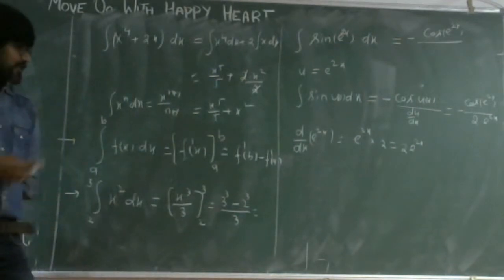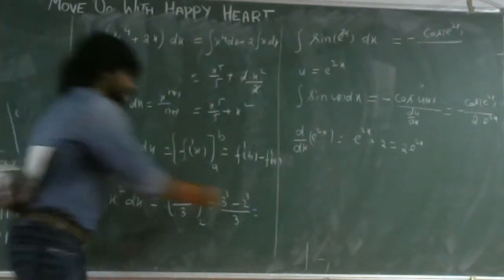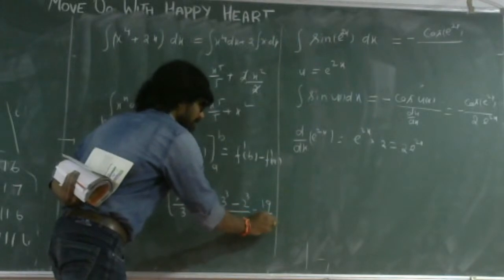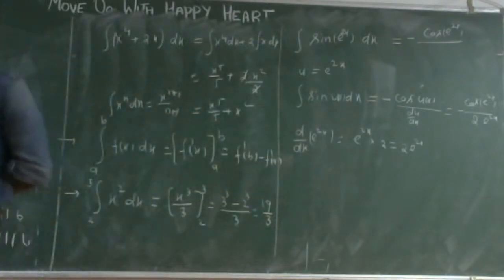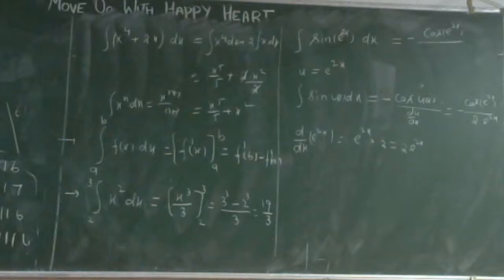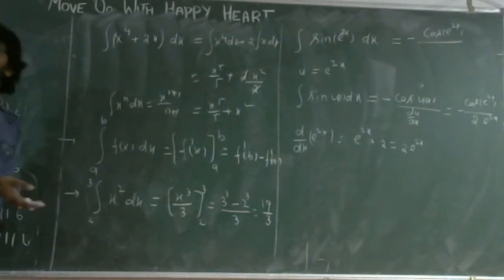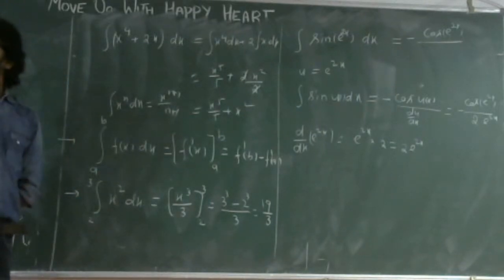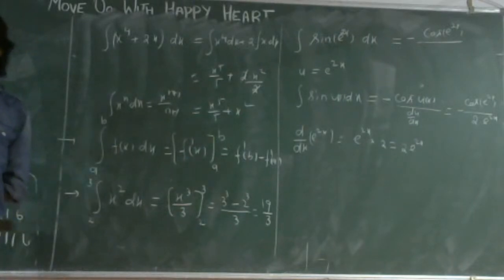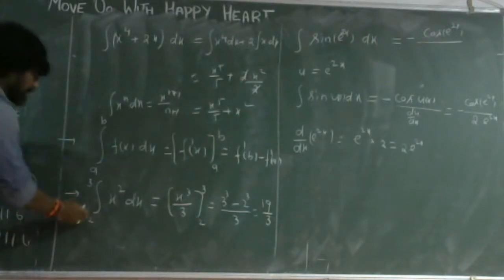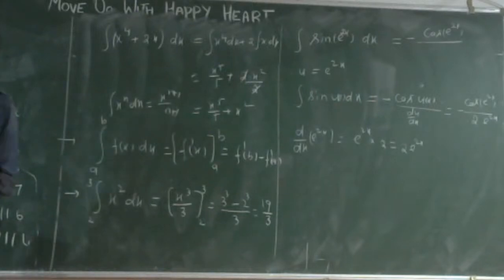19 by 3. So this you have to take directly. Is it clear? So this is how you have to apply integrals with limits, or finite integrals. In place of this you can have an exponential function or a trigonometric function, any function. But if you have trigonometric functions, the limits will be in the form of degrees or radians.